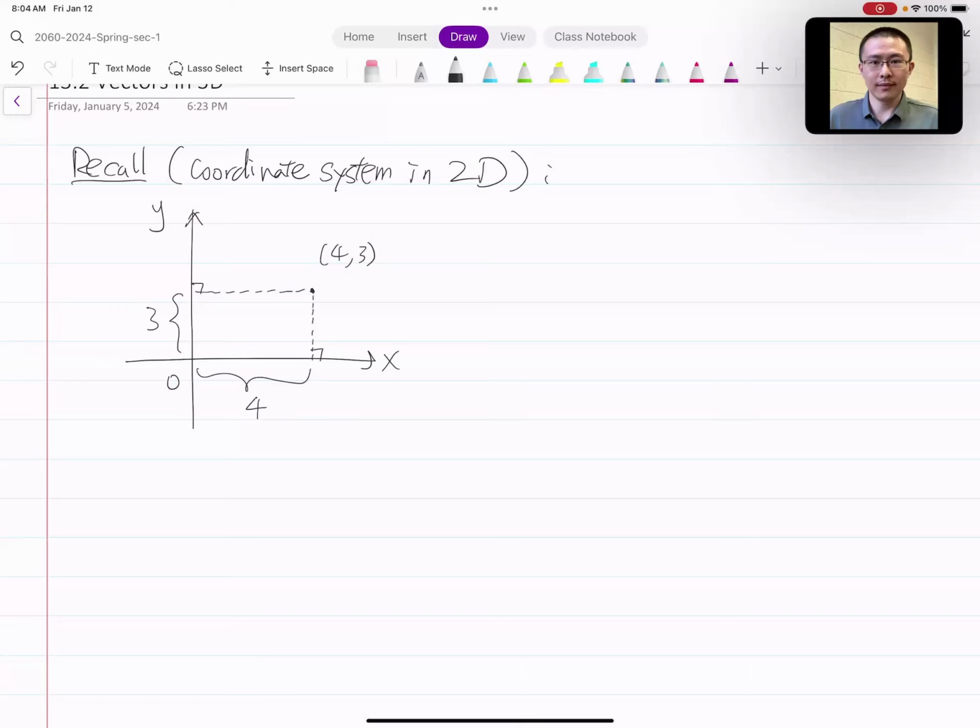in the two-dimensional coordinate system. Right?